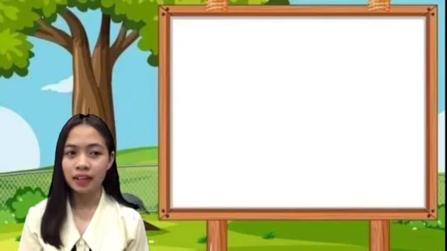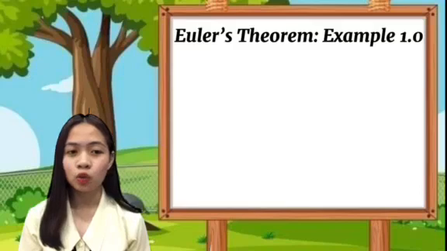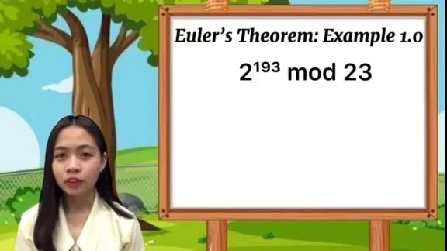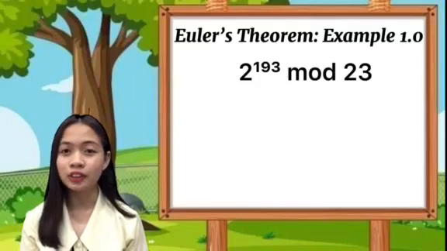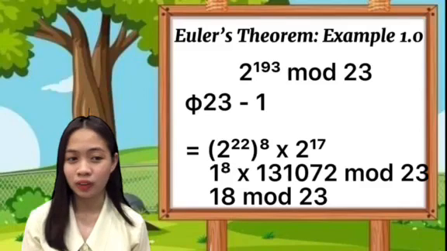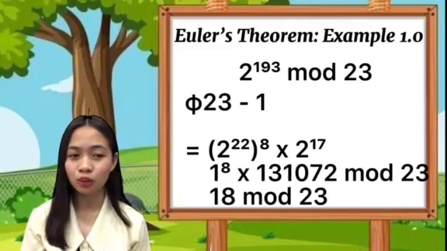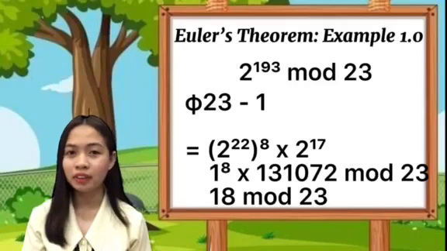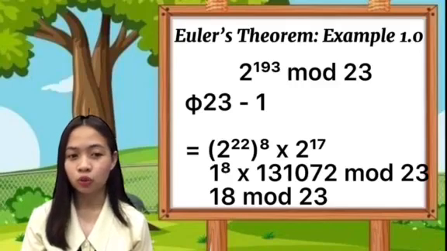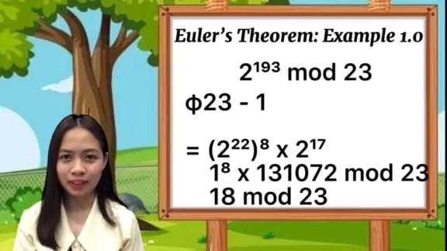So we have to understand better, we have an example. We have here 2 raised to 193 modulo 23. Since 23 is a prime number, we're going to use rule number 1. So phi of 23 is 23 minus 1, which is equal to 22. So that equals the quantity of 2 raised to 22, raised to 8, times 2 raised to 17. So we have 1 raised to 8 multiplied by 131,072 modulo 23. So the answer is 18 modulo 23.